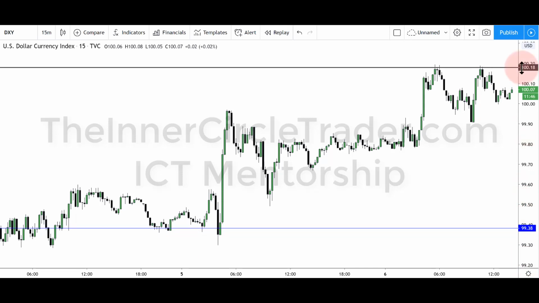99.20. So do we run up into the 125 to 29 level, just above the 100.23 level, get inside of that imbalance, the volume imbalance from the daily chart, and then drive lower to get down to the institutional level 99.